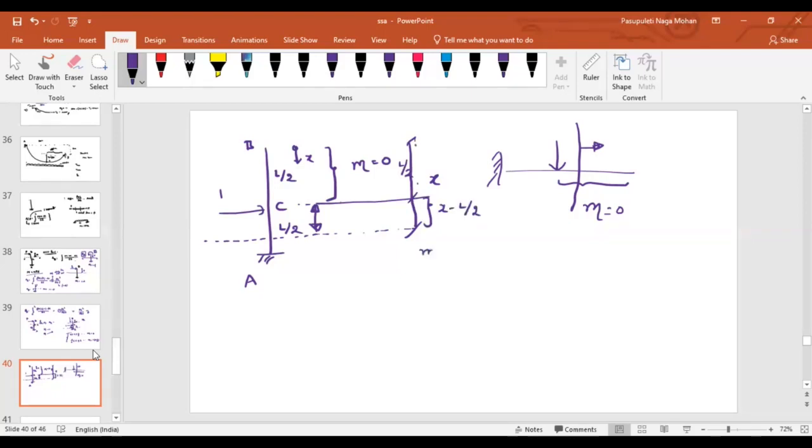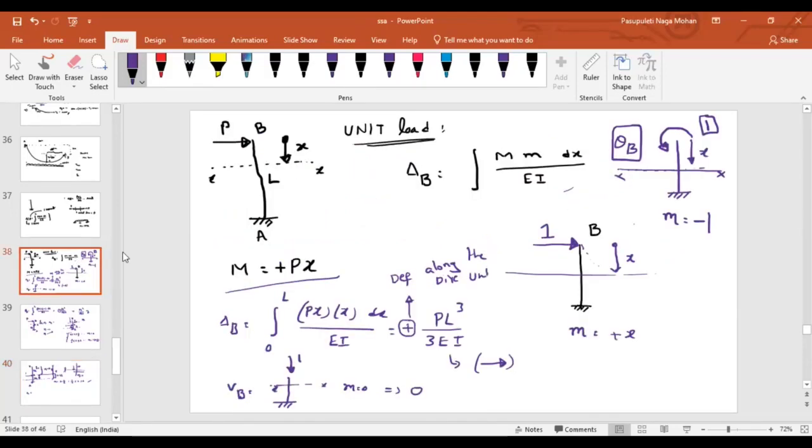So because of the unit load, what is the moment? That is x minus L by 2, that too in the portion L by 2 less than x less than L. That means only in between x equals L by 2 to L, moment is existing. Now, how can I apply this equation? My deflection at point C, how should I find out? Previously, we integrated from 0 to L. Why? Because with a single equation we can represent it.